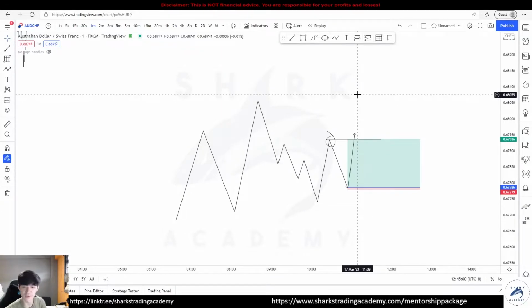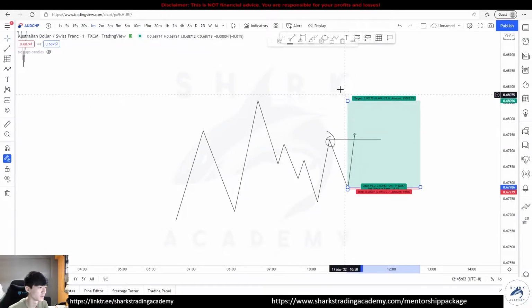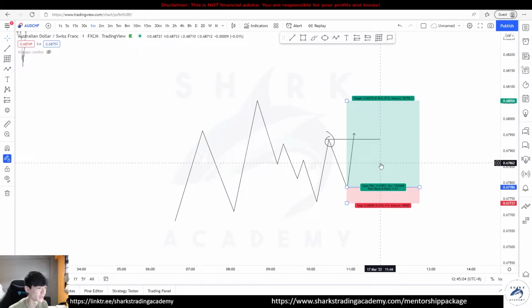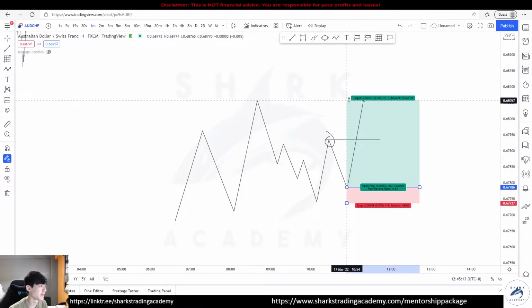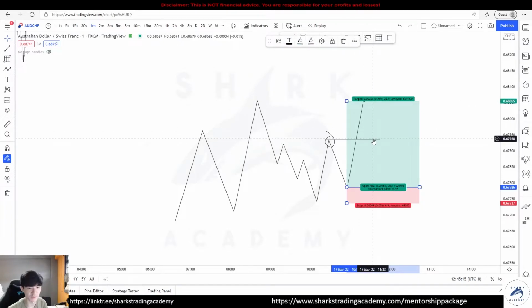Why? Because their end target is over here. They want to catch the entire move for 1:5.5, for example, right? And they don't want partials. They are okay with a relatively lower hit rate, but at higher RR. Okay, so this is just one of the ways.